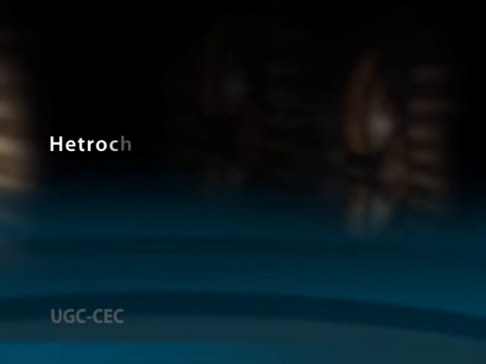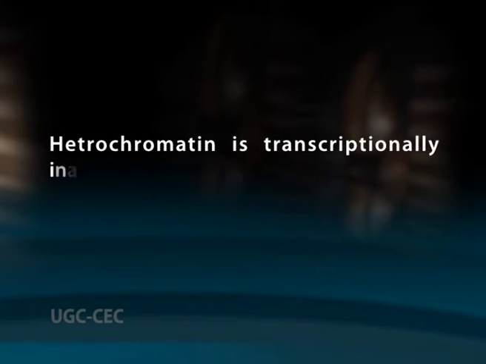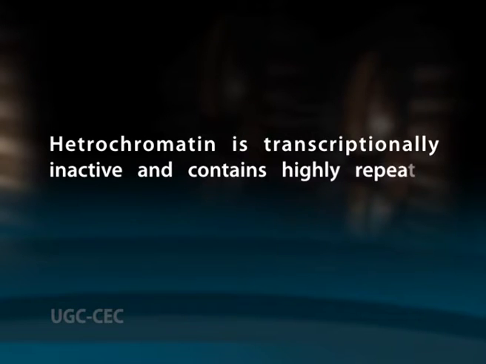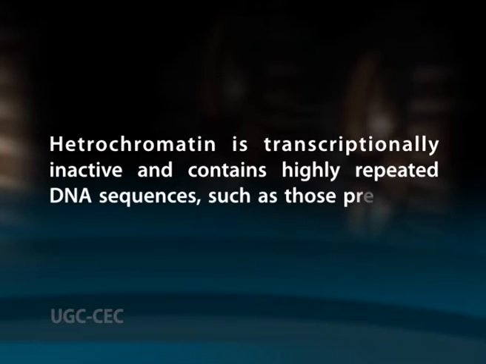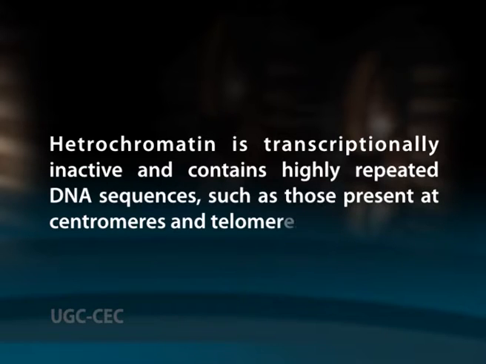In contrast to the euchromatin, about 10% of interphase chromatin, called heterochromatin, is in a very highly condensed state that resembles the chromatin of cells undergoing mitosis. Heterochromatin is transcriptionally inactive and contains highly repeated DNA sequences such as those present at centromeres and telomeres.